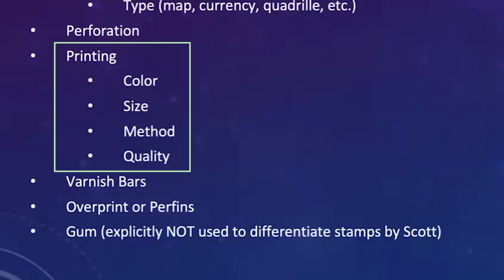Then there's the printing. What color was it printed in? You have some cases where you have the same design, but on some stamps it's a little bit smaller or larger. The method of printing: is it engraved, is it offset, and so on. And even the quality of printing. As we'll see later, the Greek Hermes heads are differentiated by whether they were printed in Paris or Athens, and that has to do with quality.